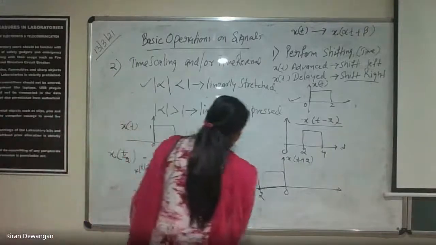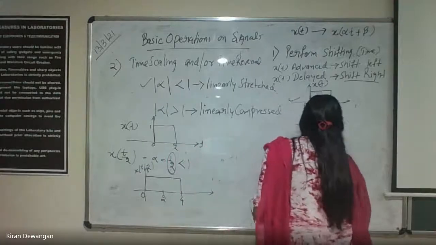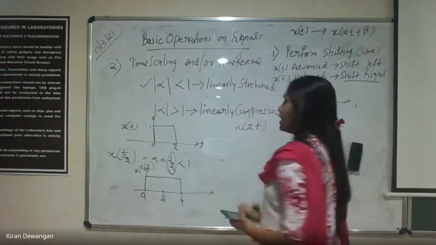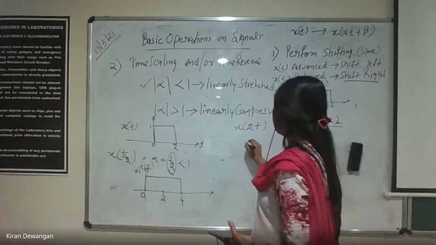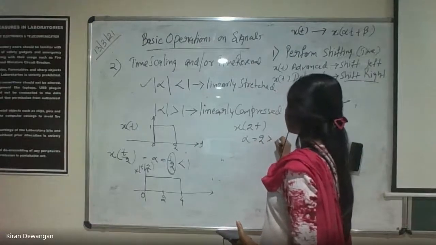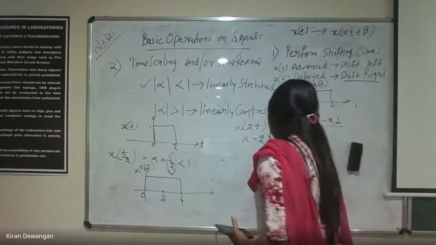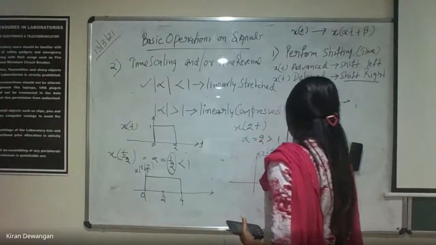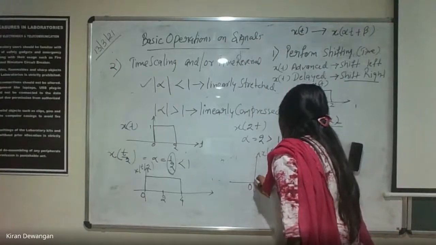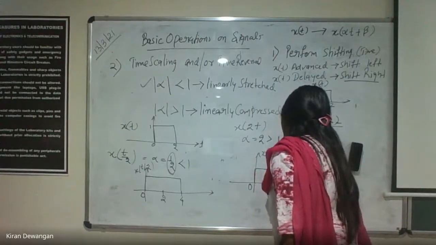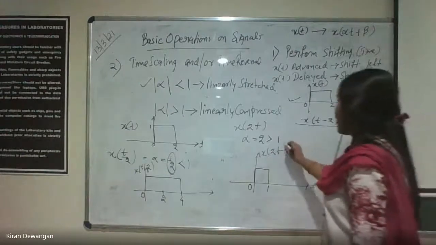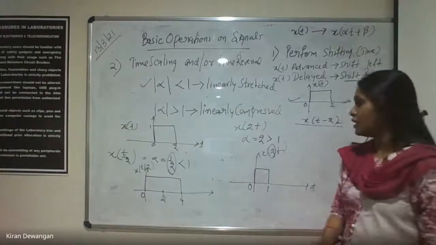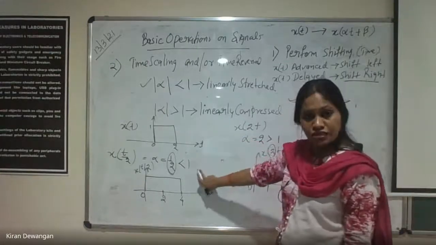Now, if I have to plot x of 2t. x of 2t मतलब here alpha is 2, which is greater than 1. So in this one, I'll be plotting t. This is x of 2t. It starts with 0 and it will end up at 1. So by a factor of 2, it will be compressed. ये compressed हो जाएगा. This is our original xt.